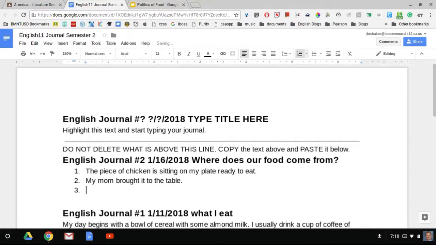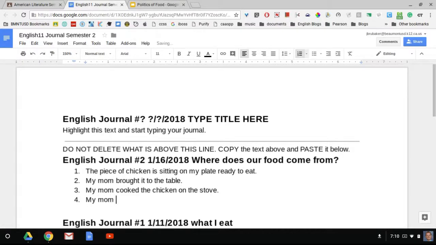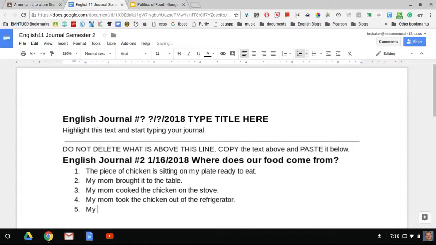How did it get to the table? Well, let's say again it was your mom. My mom cooked the chicken on the stove. How did it get there? Well, my mom took the chicken out of the refrigerator. How did it get in the refrigerator? My family and I, and then you go on, like we went to the store, we bought the chicken, and now it becomes tricky. So we know you went to the store and bought the chicken, but where did it come from to get to the store?